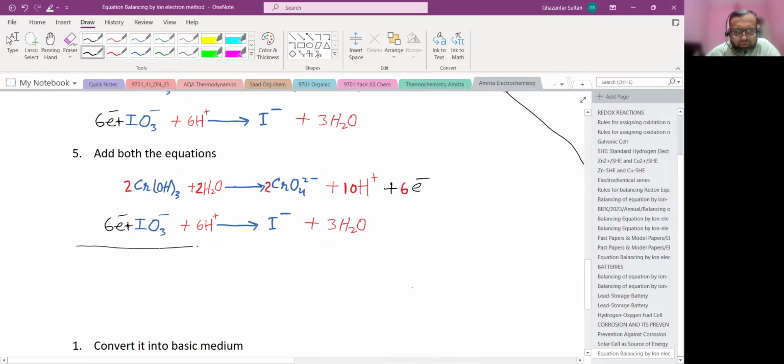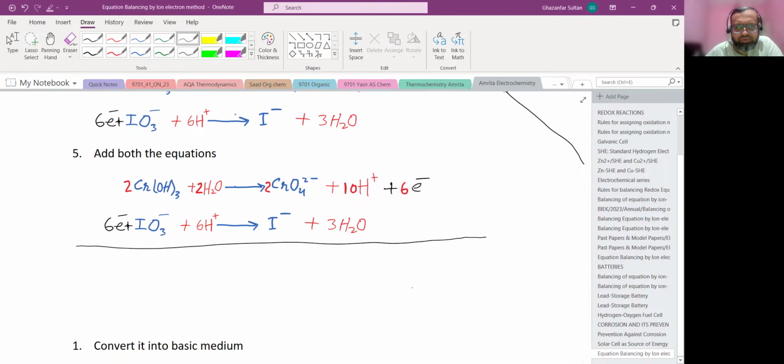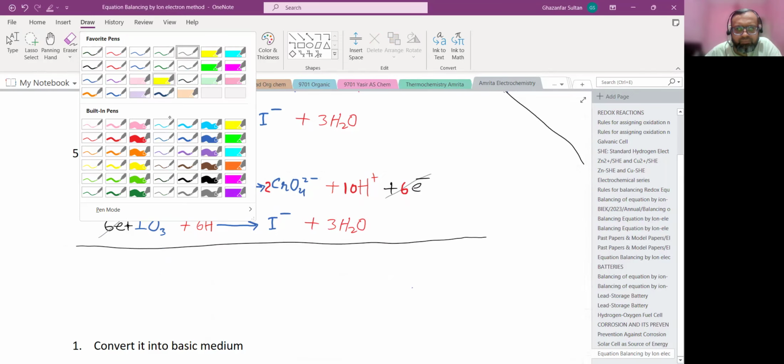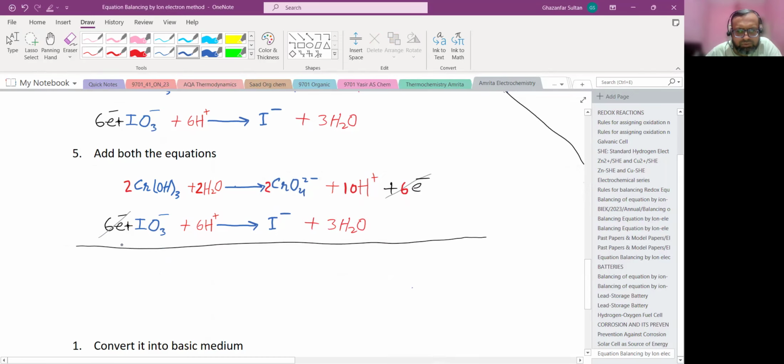So see, how can we add this equation? 6 electrons on the right hand side and 6 electrons on the left hand side. So these have been cancelled out. So what is remaining here? 2 Cr(OH)3. So 2 moles of chromium hydroxide, plus iodate is only here. So in the next we write iodate ion.